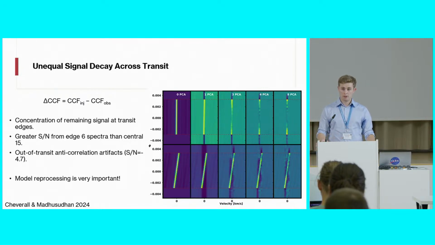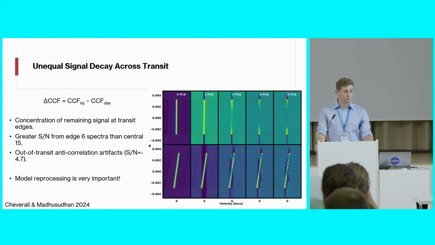For the temperate planet on the top, you can see that after a few iterations of PCA have been applied, most of the remaining planet signal exists at the transit edges. Maybe this makes sense. The transit edges are the high frequency, high variation parts of a planet signal, and so maybe they are the most likely to survive PCA. But what is true is that if you calculate the signal to noise from the edge 6 spectra, so 3 on each side of the in-transit, then you can get an SNR of above 3 for our injections. Where if you do the same for the central 15, which is obviously more spectra, we don't find a signal at all.